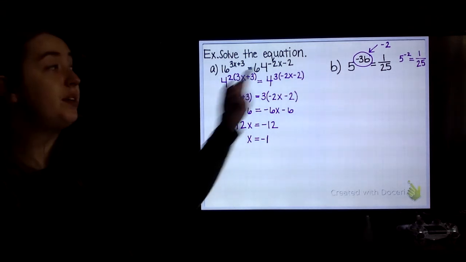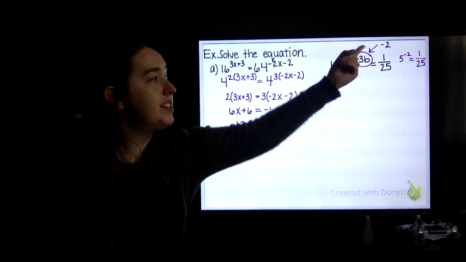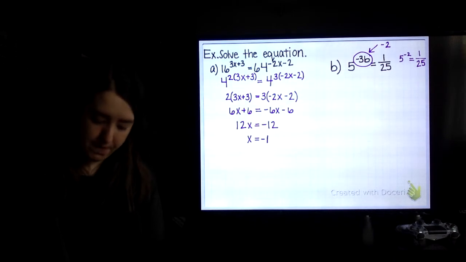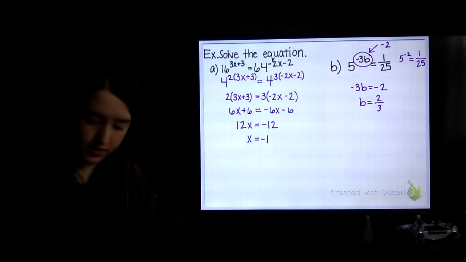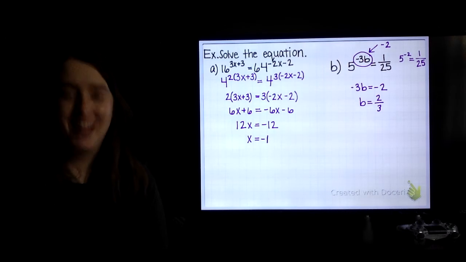So I know that my exponent is supposed to be negative 2, so that means I'm going to set whatever this exponent is equal to negative 2. So I have negative 3b equals negative 2. We'll divide by negative 3 on both sides to get b by itself, so b will be equal to 2/3. Okay, let's keep on keeping on.